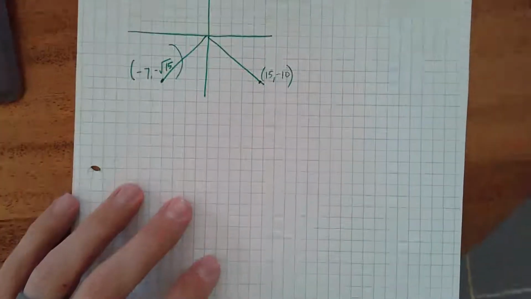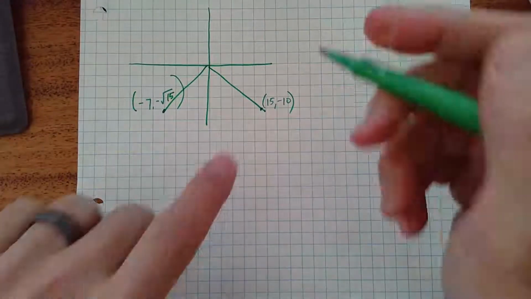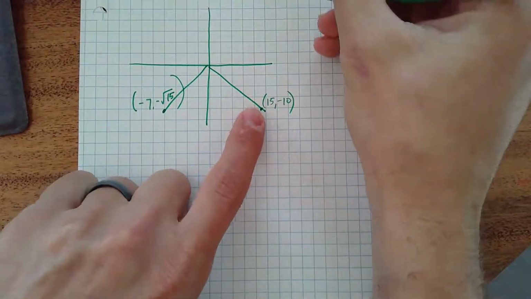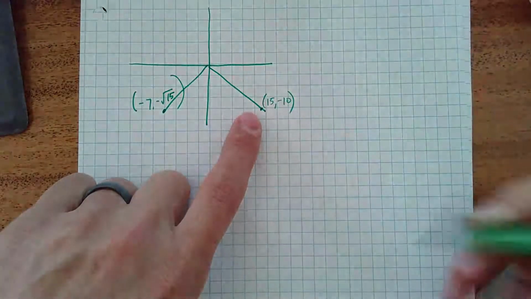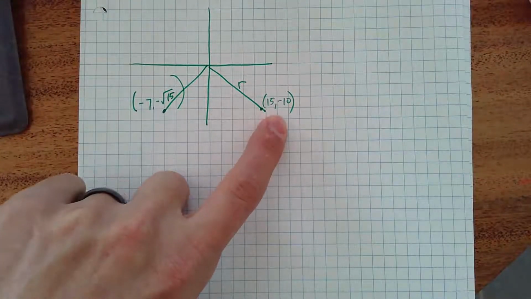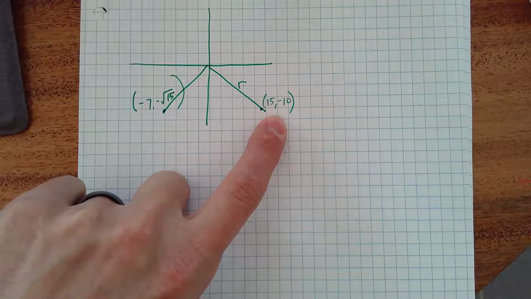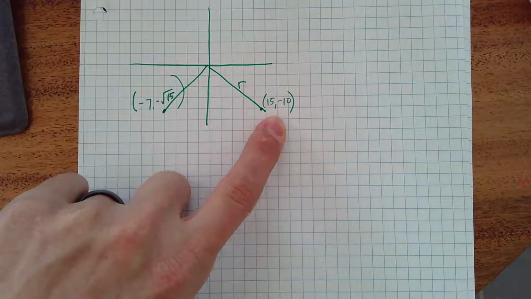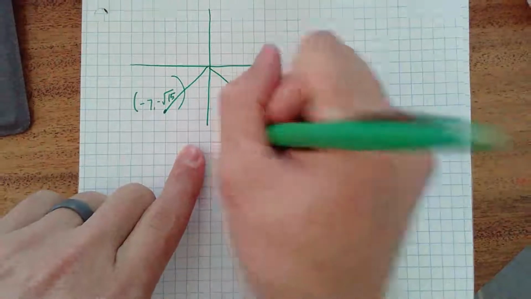Okay, so one of the big issues that a couple people have been having is that we have to remember that this is not the unit circle. We cannot assume radius is 1 here, right? Because we have a point 15, negative 10, which is not one of our common points. So the first thing we need to do is find the radius.